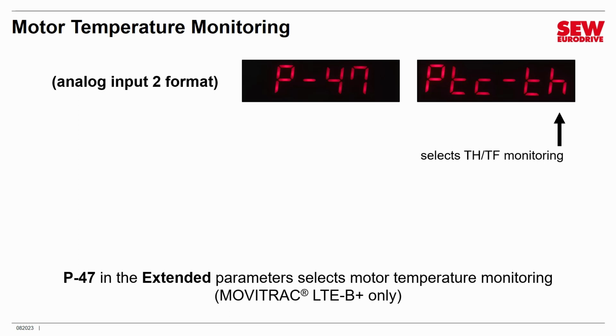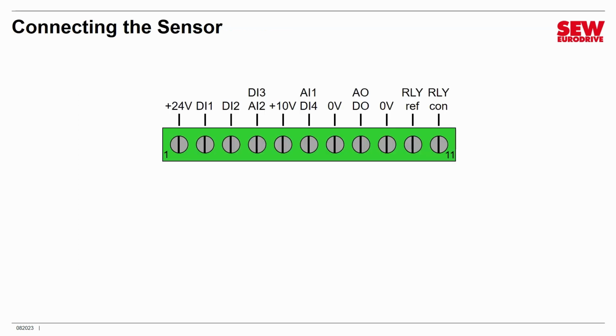So you'll set that parameter and then you'll make the connection to the temperature sensor in this way. You'll wire it between the 24-volt supply and the MOVITRAC LTE-B or B+, and you'll connect the other end to digital input 3, analog input 2.